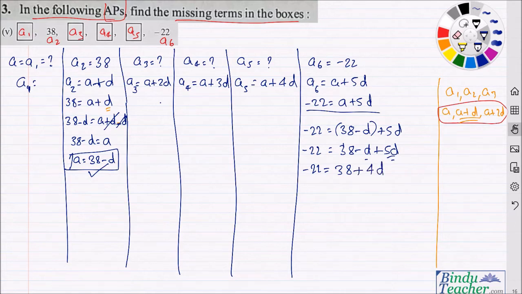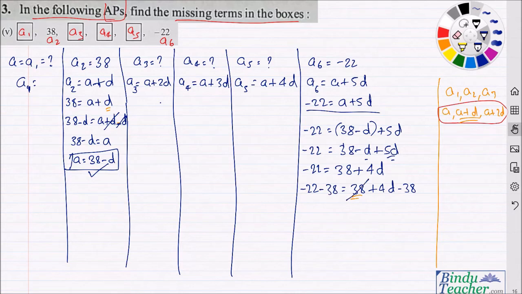Okay, now let's keep the value of d on one side and move everything else to the other side. We can do this by balancing the equation. So again, minus 22 equals 38 plus 4d. I want to remove this 38, which is a plus 38. So what we'll do, we will add a minus 38 here, and I'll balance it on the other side also.